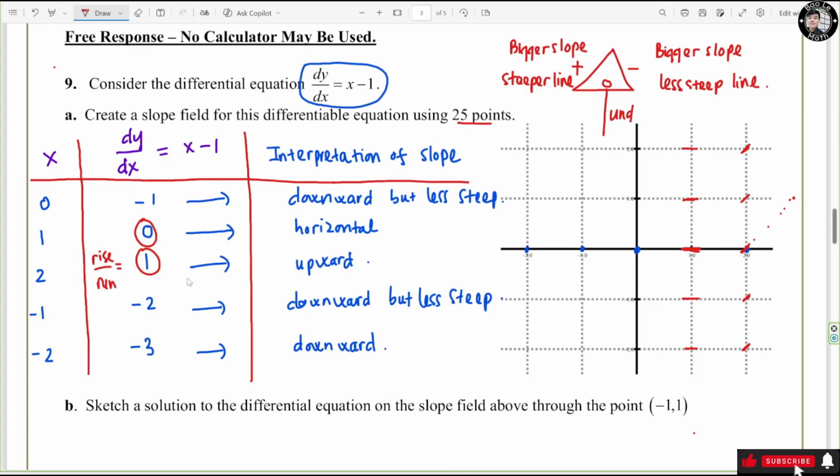Now next one, the slope is -1. So rise over run. Rise is -1 and run equals 1, because -1 divided by 1 is going to be -1. So x was 0. Rise is -1 and run equals 1. So go down by 1, go to the right by 1. So it could be something like this. You connect this one. This is the guideline.